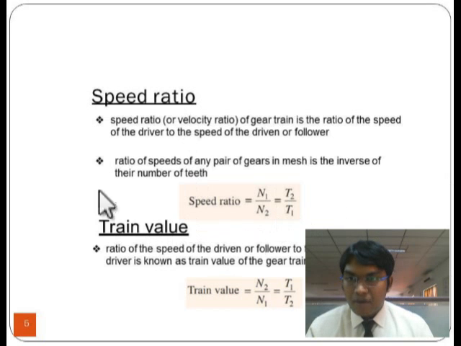Next we have train value. Train value is just the opposite of speed ratio. When you calculate with respect to the driver, 1 is your driver, 2 is your driven. When you calculate with respect to the driven, we call it train value, which is N2 by N1 equal to T1 by T2.